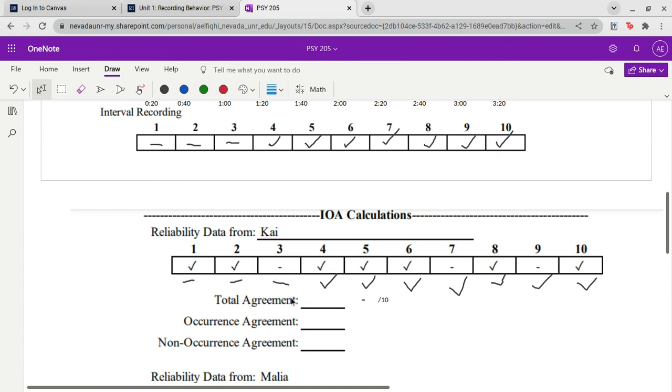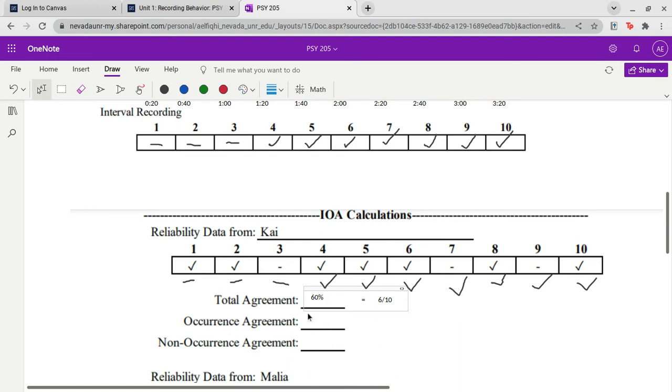So for total agreement, it's agreement on occurrence and non-occurrence, as long as there's some sort of agreement. So the third one we did, the fourth one we did, fifth one, and the sixth one we did, and the 8th and the 10th. So that would be 1, 2, 3, 4, 5, 6. So 6 agreement intervals out of 10 total intervals. That would give us 60% total agreement.